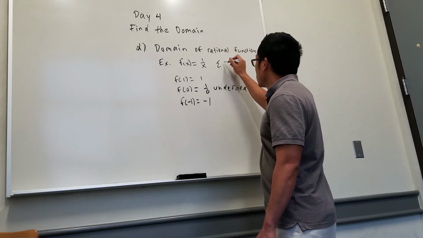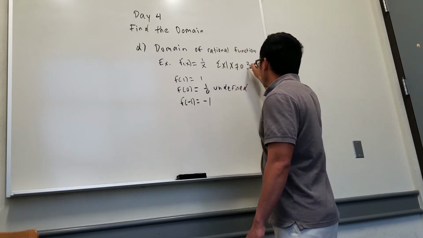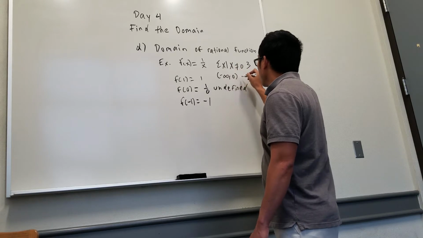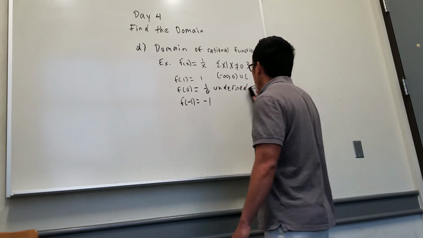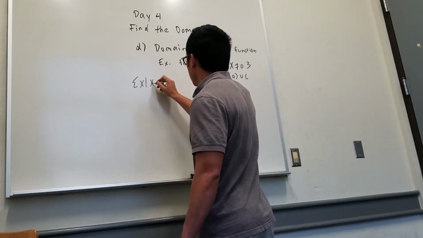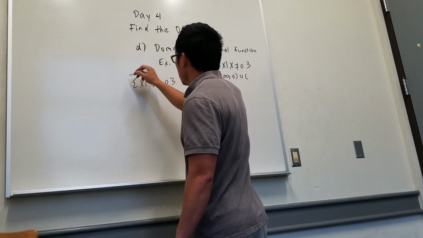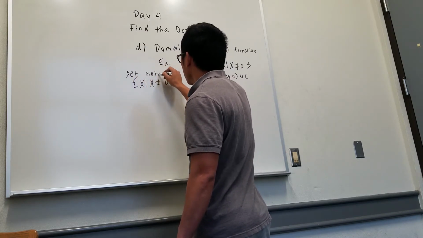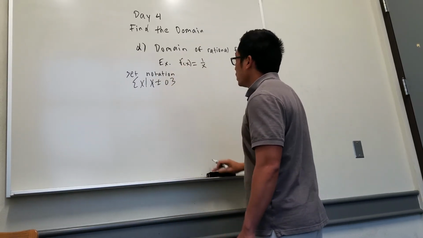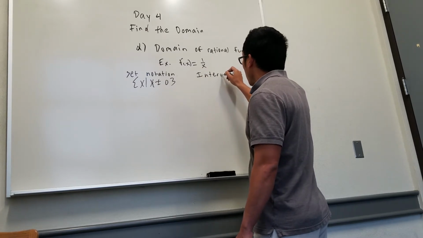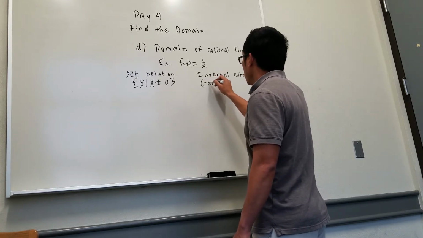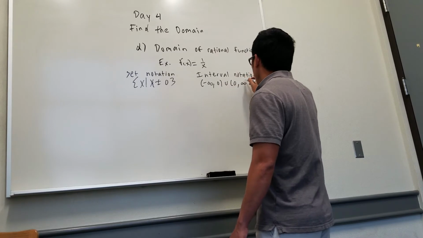set notation. And this is called interval notation. So let me just write that here. You guys are like, what is that? So there. This is called set notation. And then here, we write interval notation: -infinity to 0, union 0 to infinity. Okay?